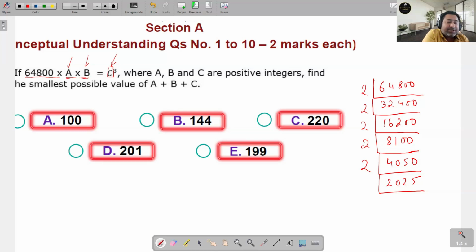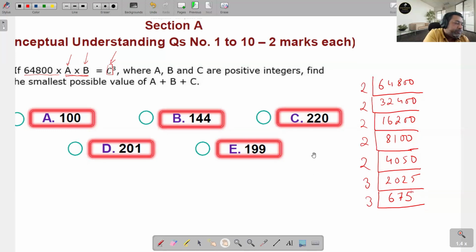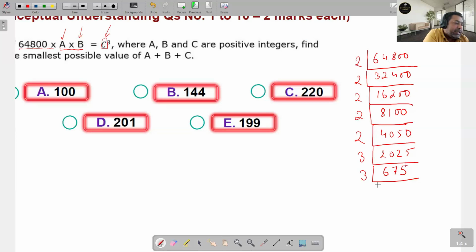But the sum of the digits is 9, so using the divisibility rule, we can divide by 3. We'll get 675. Divide it again by 3 because the sum of the digits is 18. We'll get 225. Divide again by 3, we'll get 75. Divide by 3, we'll get 25. Divide by 5, we'll get 5.